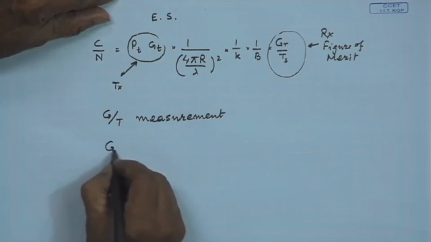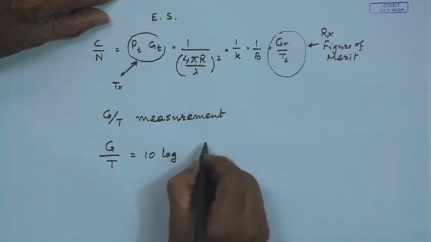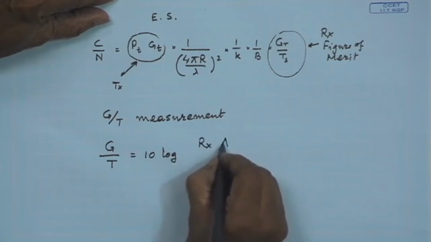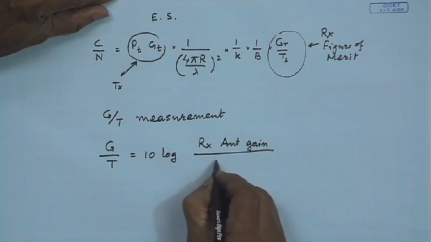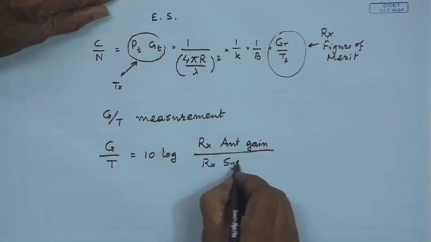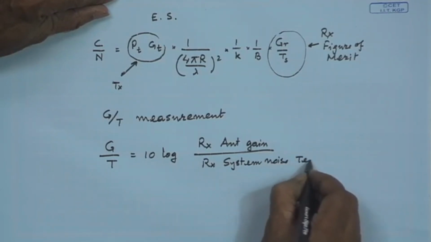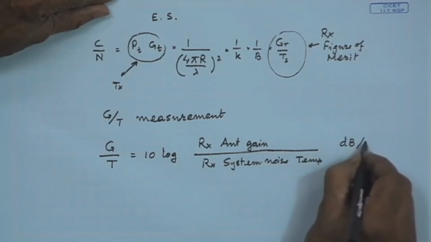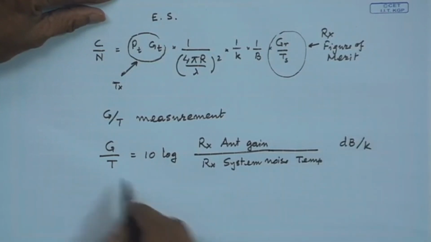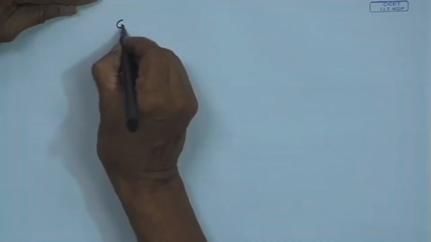That is, what is G by T? We repeat that G by T is 10 log of the receive antenna gain by receive system noise temperature, so once we made it 10 log, it is dB per K. Now, we will continue to discuss on this particular subject, that is the measurement.